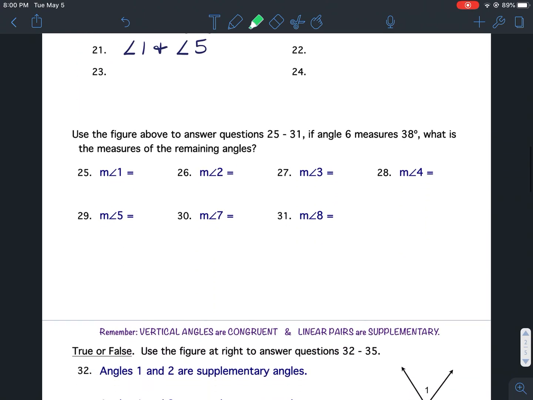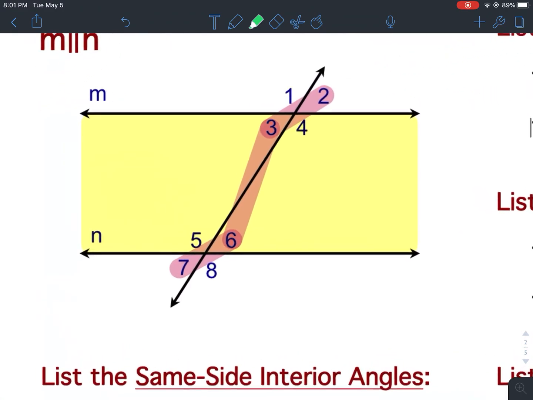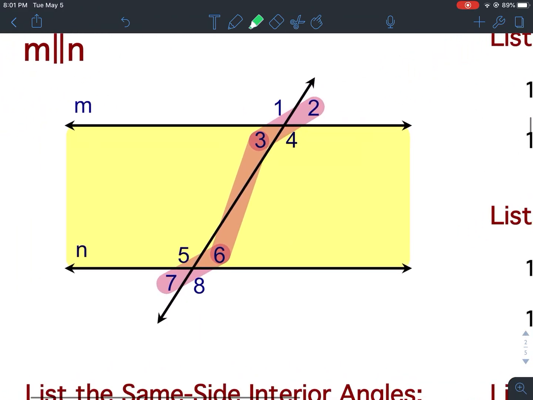Okay, questions 25 through 31. It says use the figure above to answer questions 25 through 31. If angle 6 measures 38 degrees, what are the measures of the remaining angles? Angle 6 is 38 degrees. So let's go back up to our figure. And let's put that angle 6 is 38 degrees.